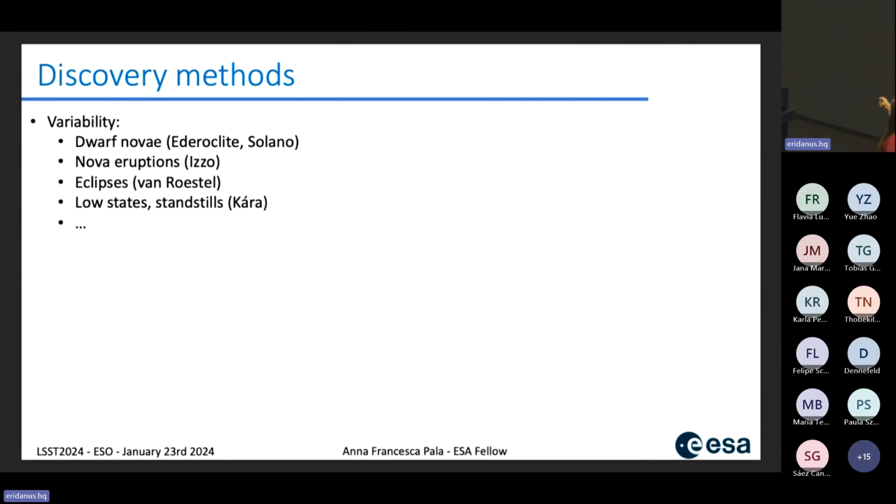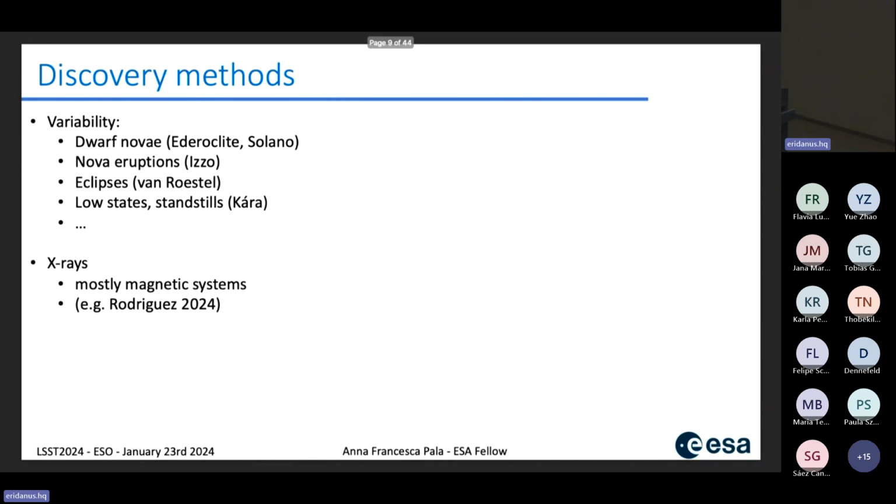There are also other types of variability that are discussed in different posters, so I'm not going to go into details. I just point you to these talks. And then, so we can find accreting white dwarfs from their variability.